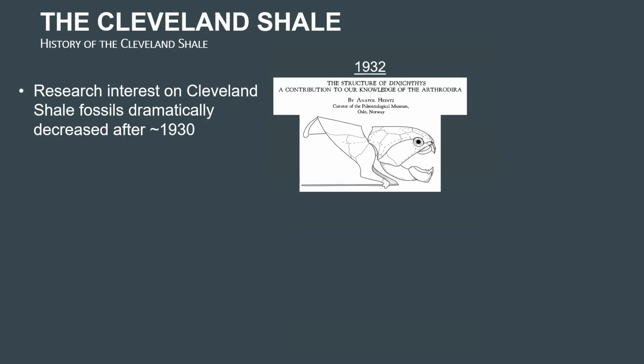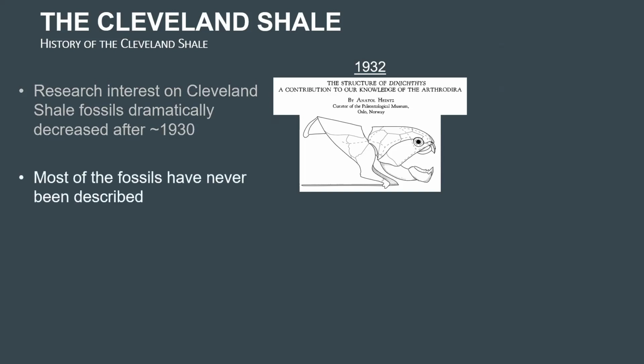I often point to this manuscript, 1932, which was Heintz's monograph of Dinichthyes, which is Dunkleosteus. Dinichthyes terrelli is the old name for Dunkleosteus terrelli. And that was kind of one of the last major landmarks in Cleveland Shale paleontology. As a result, most of the fossils that have been collected from the Cleveland Shale have never actually been described.